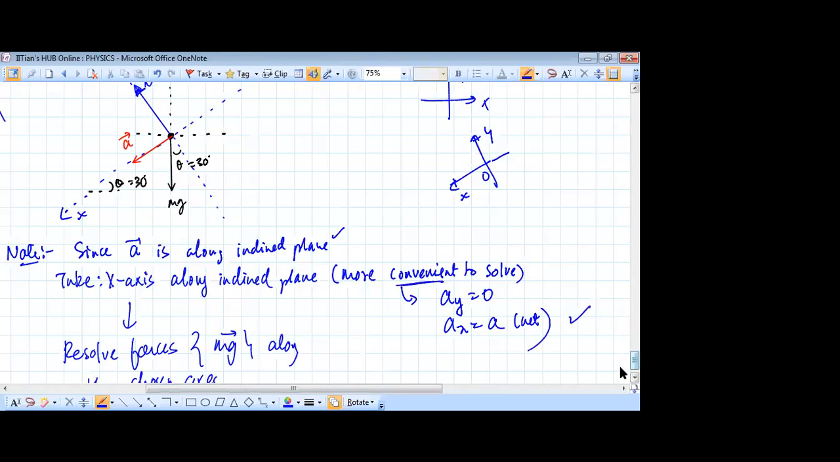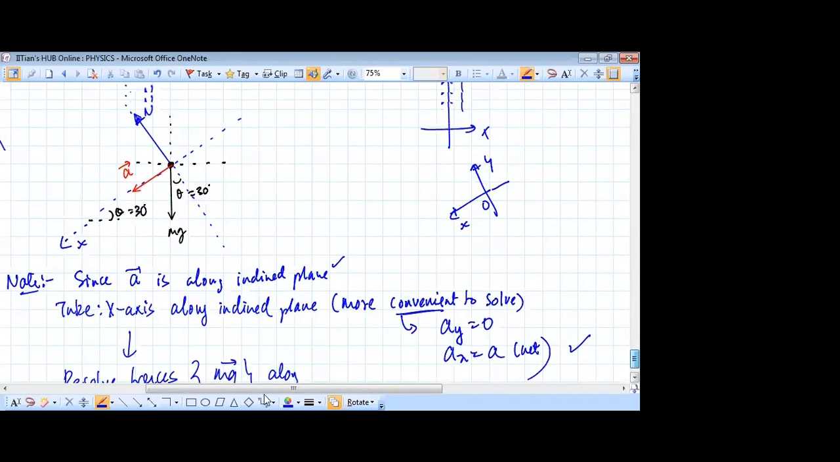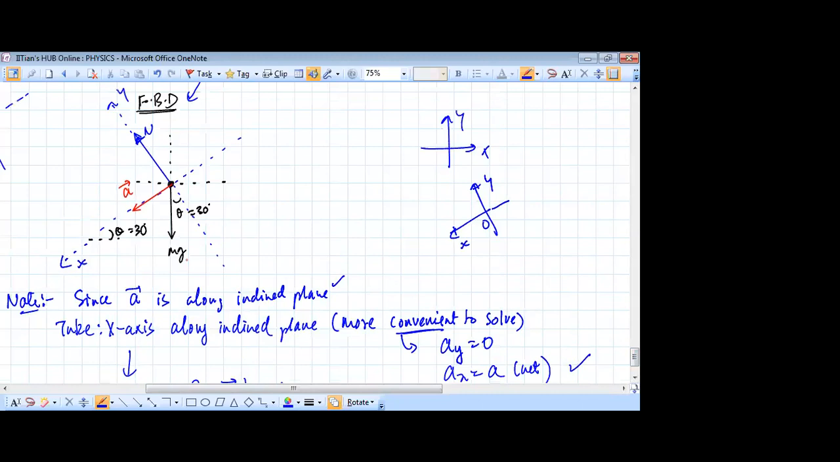We take the x-axis along the inclined plane and the y-axis naturally has to be perpendicular to that. So choice of axis is very important. Once you have made the free body diagram, you make the proper choice of axis, that is according to what is convenient. In this case, this is the convenient thing.